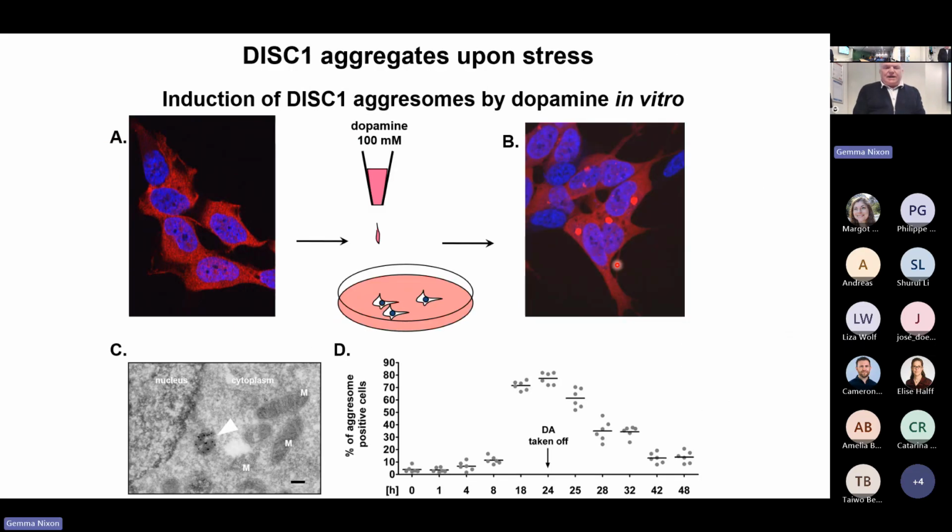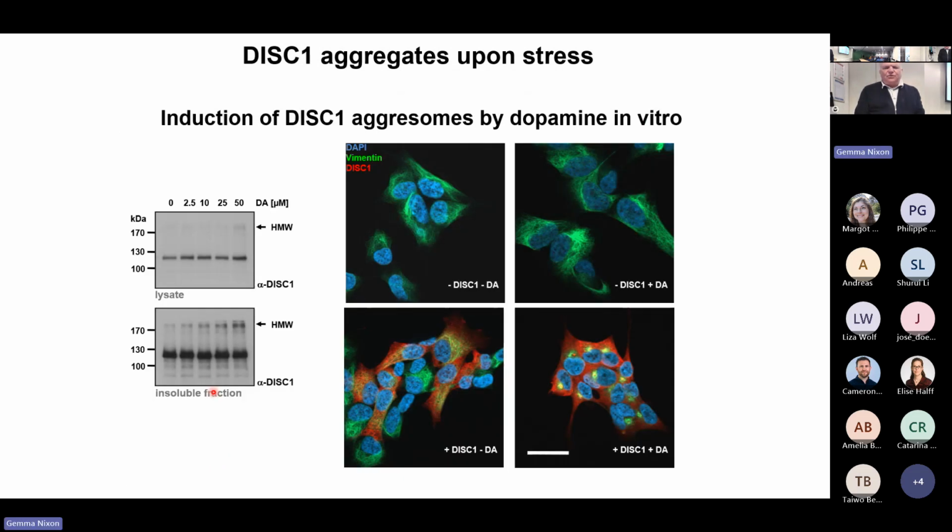Another thing that is very reliable is the induction of DISC1 aggregosomes by dopamine. You just add 100 micromolar of dopamine into cell cultures, and you can cause these DISC1 aggregates. They are transient, because if you take dopamine off, they decrease. This is an electron microscopical stain, and these form vimentin-coated aggregates that co-localize with the proteasome.